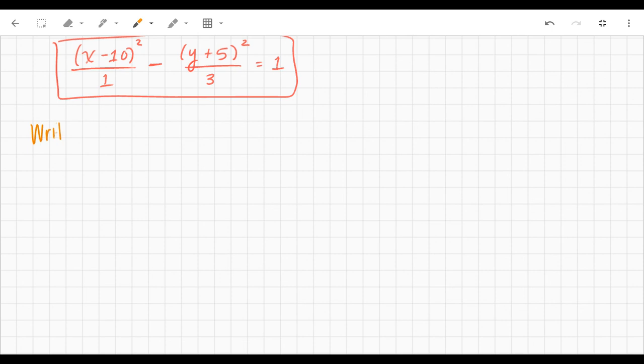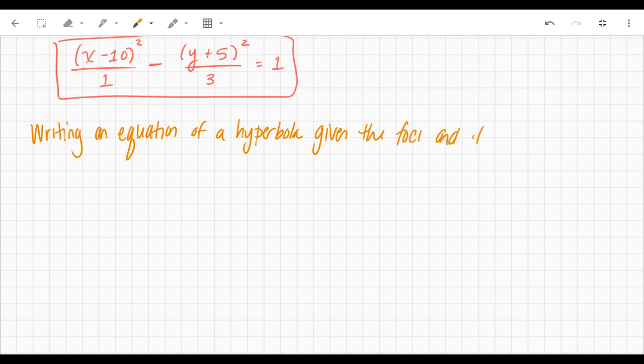Writing an equation of a hyperbola given the foci and the asymptotes. And they say this is basic, so I think they're going to be a little bit easier problems here. Okay, and again, it's going to help you if you can sketch these out.